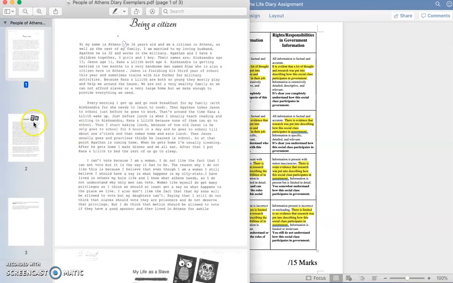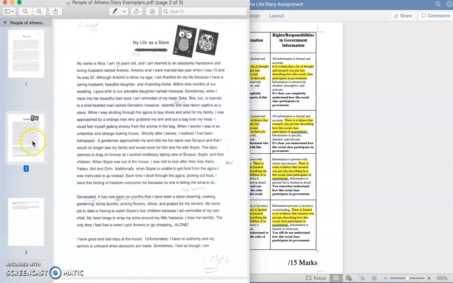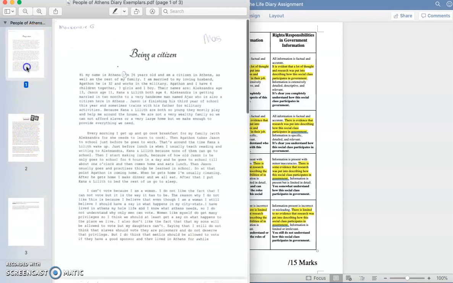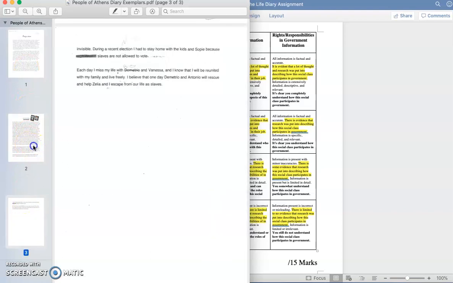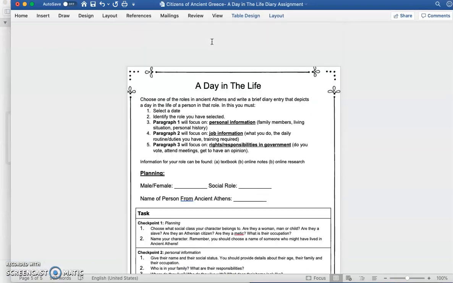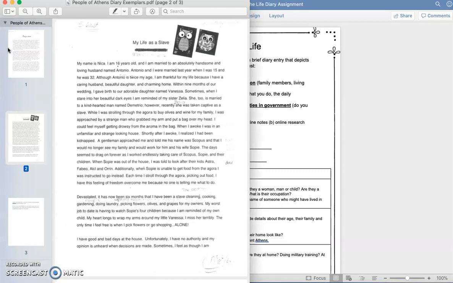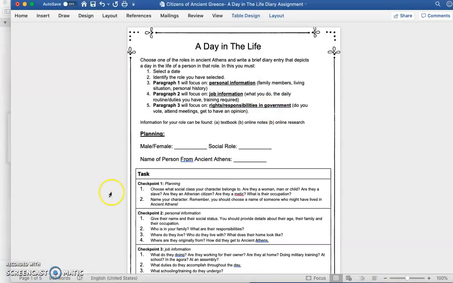I'm posting 2 examples of this assignment. Please read through these. So this is 1, this is 2. Notice the amount of writing. This is how you get an excellent. Read through the 2 different examples so you understand what I'm looking for. All right, so this is the assignment, and that's what I mean by diary entry. This is going to be posted as well. If you have any questions, please ask.